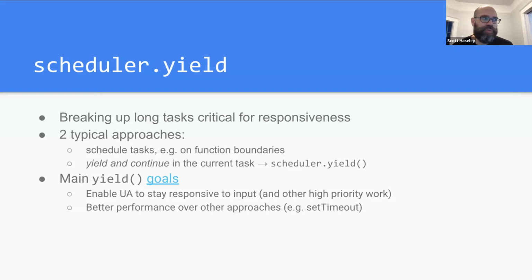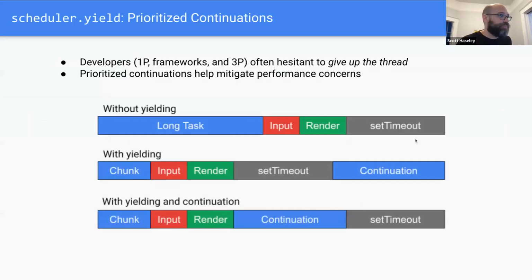So this is the pattern that scheduler.yield addresses, and there are two main goals here. This link here is to the explainer, so there's a much longer explanation of all of this. But the main goal is we want obviously the UA to stay responsive to input and any other higher priority work like rendering that's associated with input, in order to optimize INP, for example. But also we want better performance over alternative approaches like setTimeout, which I'll go into detail on in this next slide.